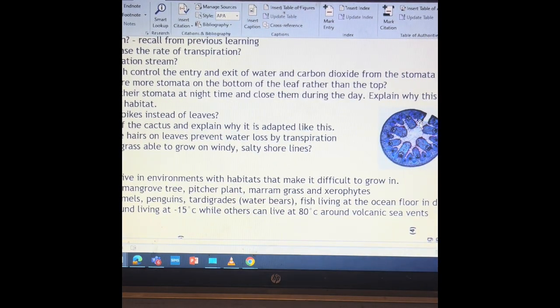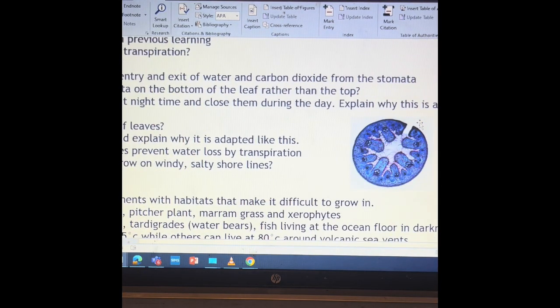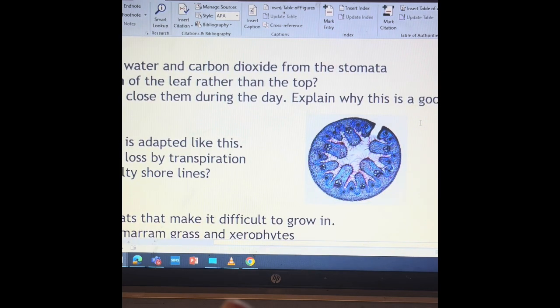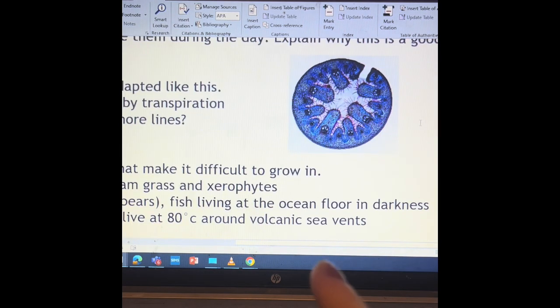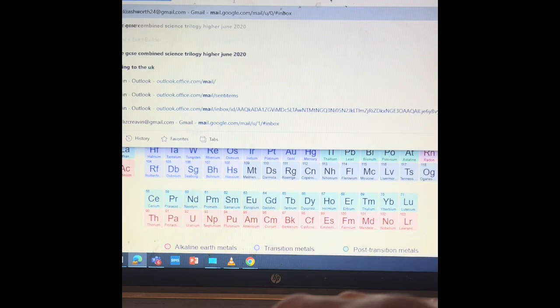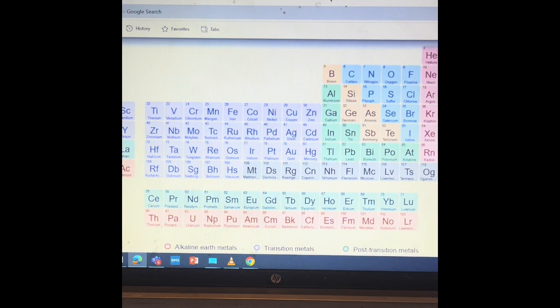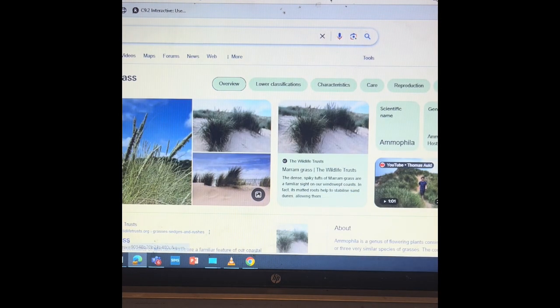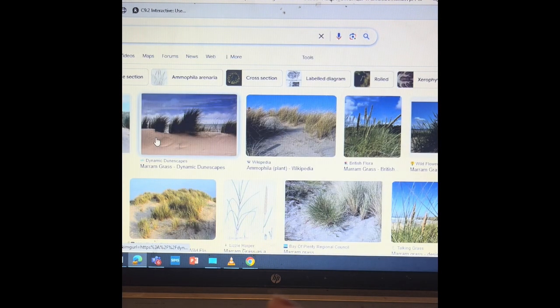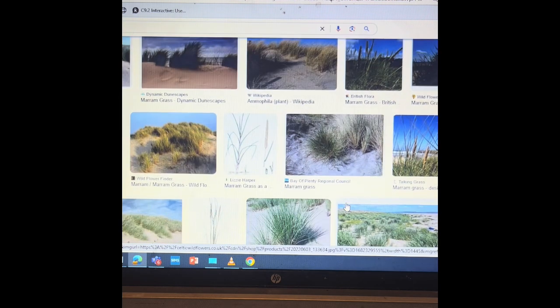Okay, this one over here is called marram grass. If you've ever been to Camber Sands, you'll see it growing. This is what it looks like down a microscope if you have a look at a cross section. Marram grass is not able to live in many different habitats. It can live in one: on the sand. This is primarily where it lives, and it's amazing at doing that because there's so little competition.